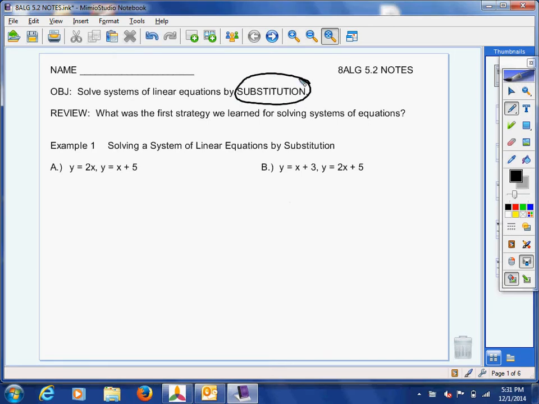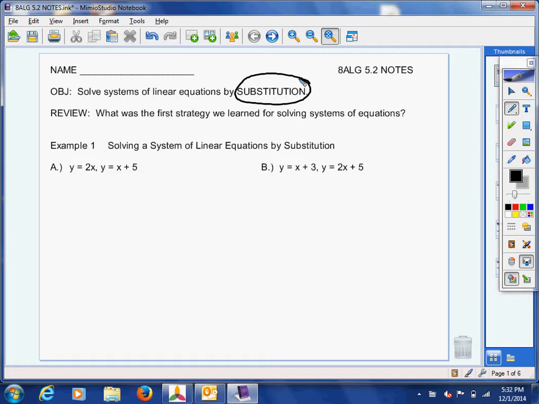Remember what we did the day before. We learned how to solve systems of linear equations by graphing. Now, I will admit to you, I do not like that particular strategy. I would much rather either substitute or use our third strategy, which we'll learn later on in the week, which is called elimination.